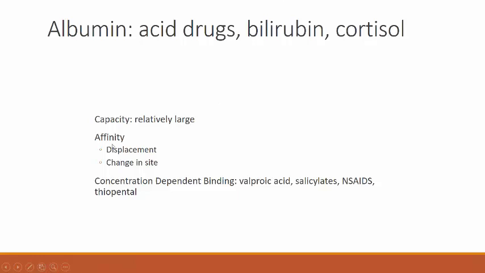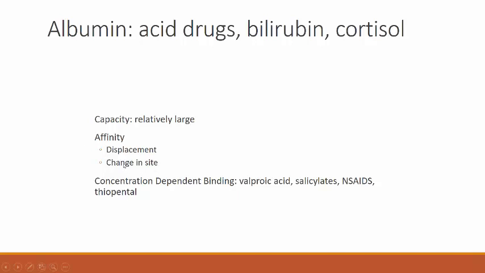But there can be love triangles for albumin, and there are love triangles. So it depends upon the affinity, depends upon the KD. Remember, the KD is the concentration where half of the protein sites are available, and half of them are taken up. Obviously, the lower the KD, the higher the affinity. So if you have two drugs that are competing for that albumin binding site, whichever drug has a lower KD will be the preferred drug.